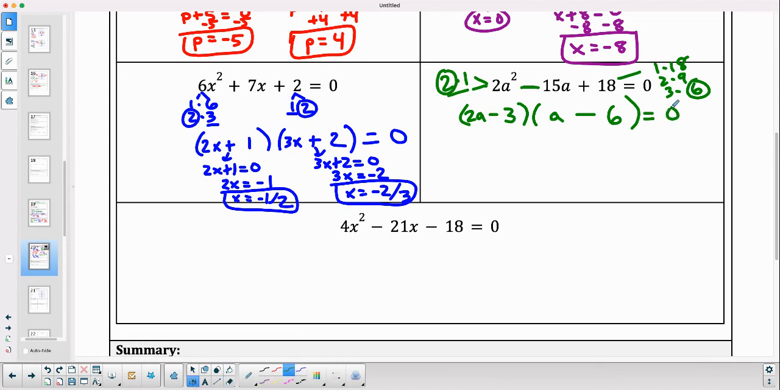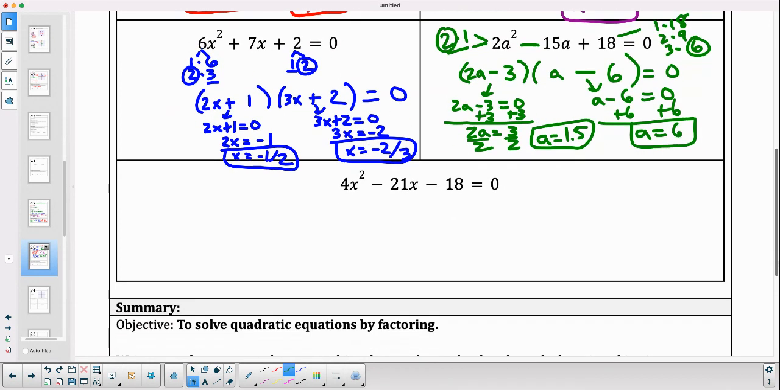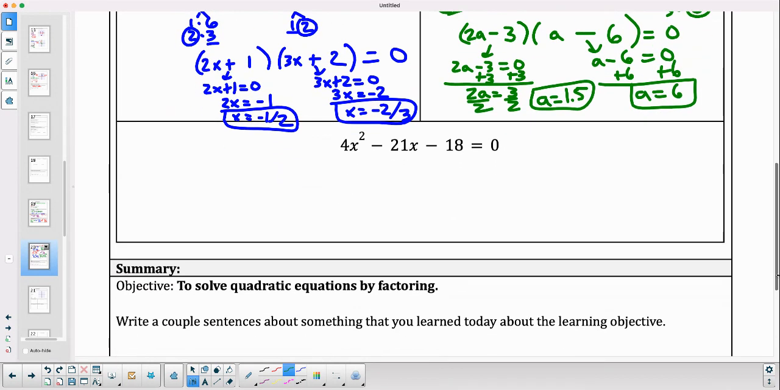This is equal to 0, so we have to split and solve both of these. Okay, this one works out kind of nice on the right. All I need to do is add 6 over. One of my answers is a equals positive 6. This one I have to add 3 to both sides first, and then divide by 2. So the other answer is a equals 1.5 or 3 over 2, however you want to write that. Okay, this time they're both positive. All right, one last one. And then I'll have you work on the assignment with the rest of the time.